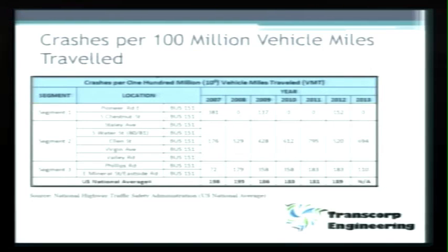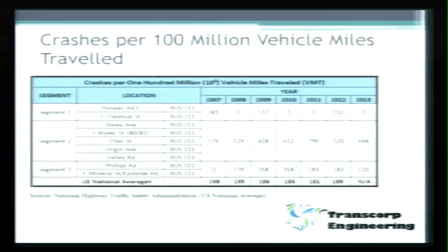The next table looks at crashes per 100 million vehicle miles traveled. This value helps compare to other numbers around the state and nation. It takes whatever segment length you're looking at, the average annual daily traffic values, and the crashes that occurred in there, and extrapolates it to 100 million vehicle miles traveled. So in segment 1, you can see it was 381 crashes per 100 million vehicle miles traveled. You compare that to the national, a little higher.